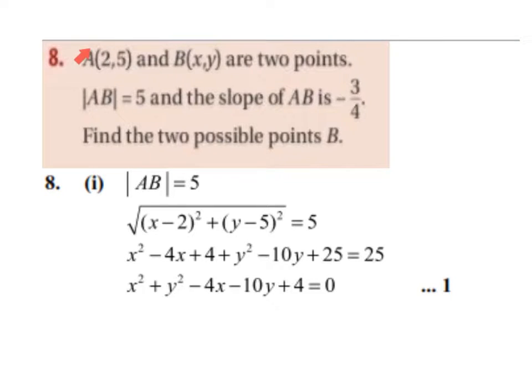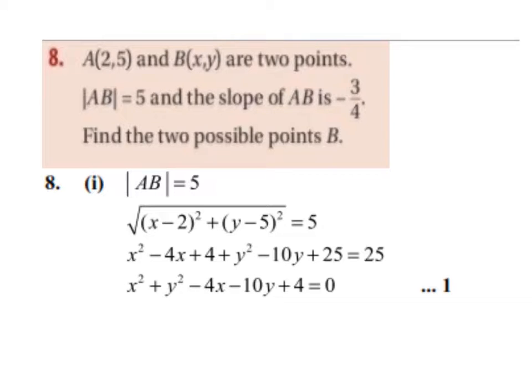A(2, 5) and B(x, y) are two points. The length of AB is equal to 5, and the slope of AB is minus 3/4. Find the two possible points B. So point B, we don't know what it is, but it could be two points.